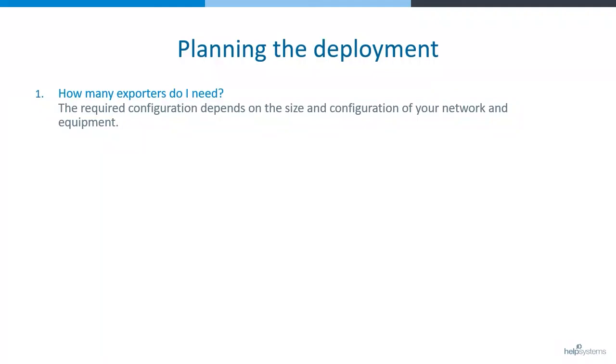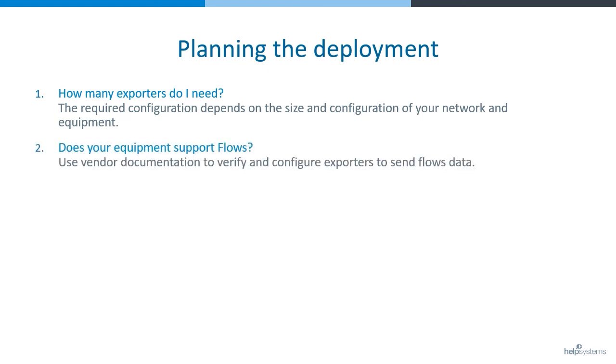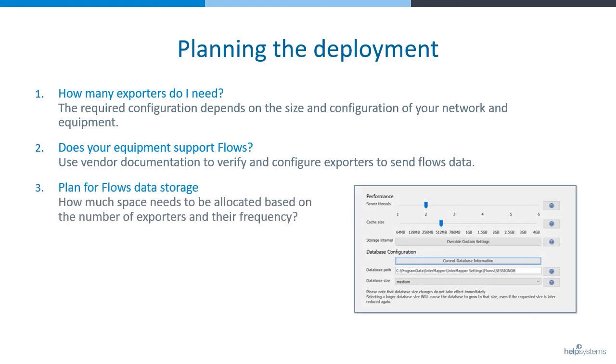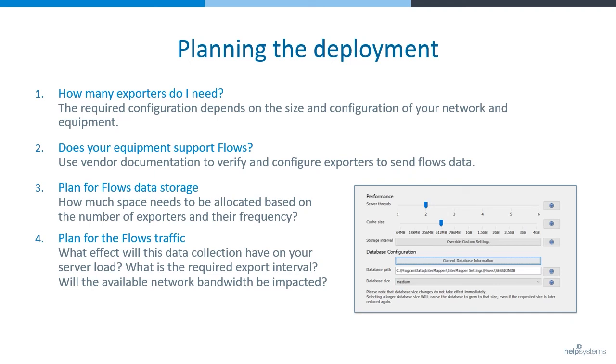To plan for the deployment of Intermapper flows, there's a few things to consider. The architecture and layout of your network determines how many exporters are needed to capture all the essential information. What protocols do the devices support and how do I enable them? How much disk space do I need to reserve for my flows database, which is separate from the standard Intermapper data store? And how much compute power do I need to process the incoming data and to analyze it? Up-to-date sizing guidelines and configuration recommendations are available in the knowledge base at the Help Systems website.